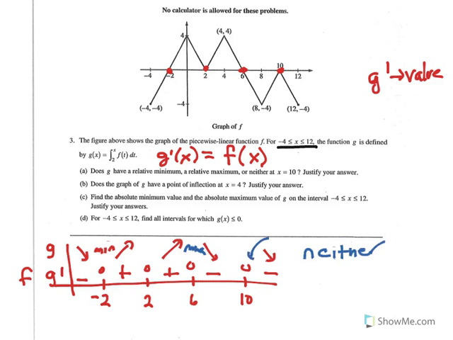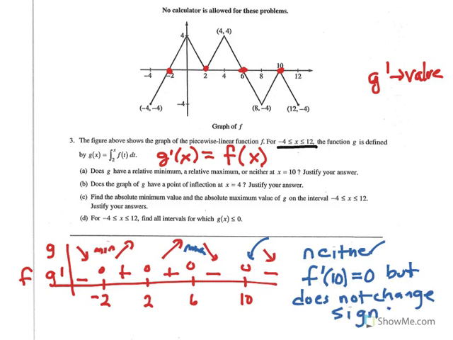And they can ask me why. I can just say see chart, but I think it's better to add a little extra piece in there. You can say the slope, f prime of 10 equals 0, but does not change signs. That's enough to indicate that that graph is not a local max or a local min.